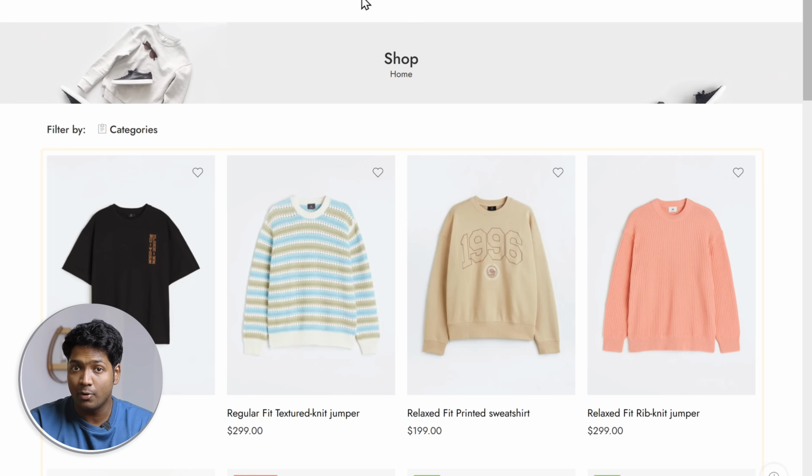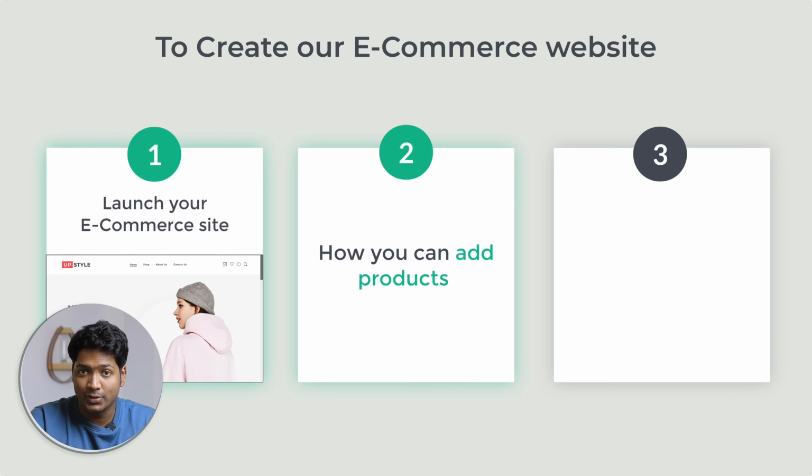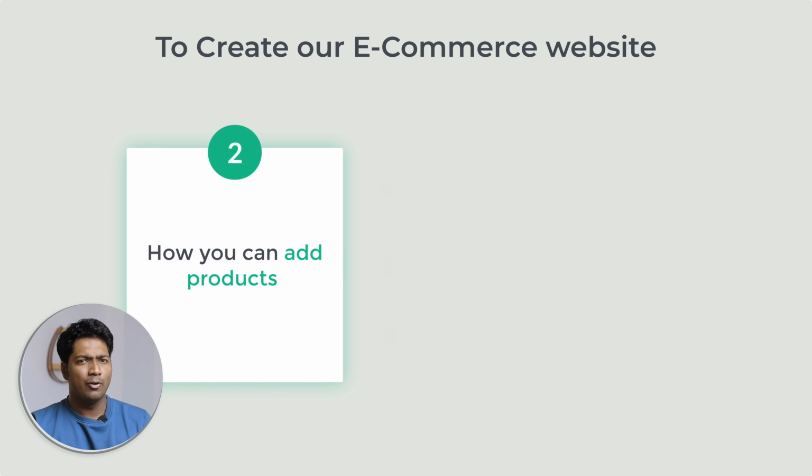So instead of these demo products, now let's say you want to add your own products. How will you do that? So now let's go to part 2 of this tutorial where we are going to see how you can add products to your site. Now to add your products, we are going to do 3 steps.